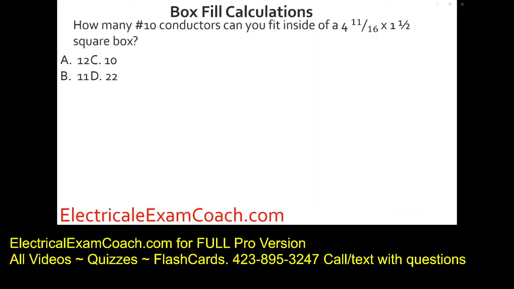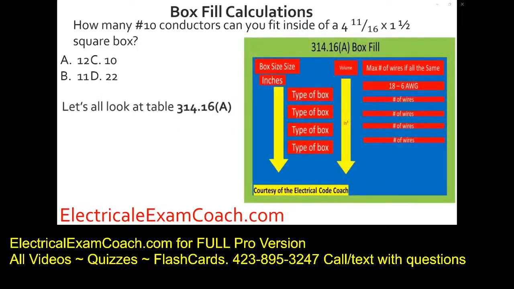How many number 10 conductors can you fit inside of a 4 11/16 by 1.5 inch square box? It's the same process, just looking at it differently. We're going to go ahead and come to our table, 314.16a. We're going to find our gauge conductor. We're going to come down and find our box, make sure we cross back over, and we find that we can fit 11 inside of this box.